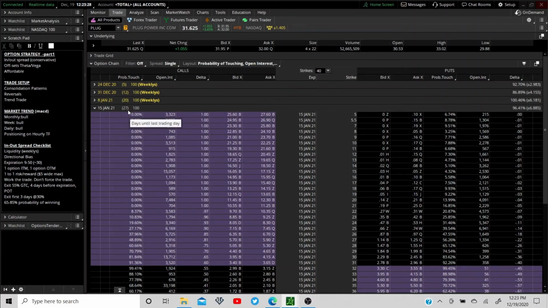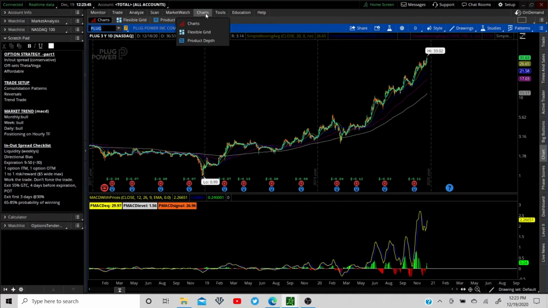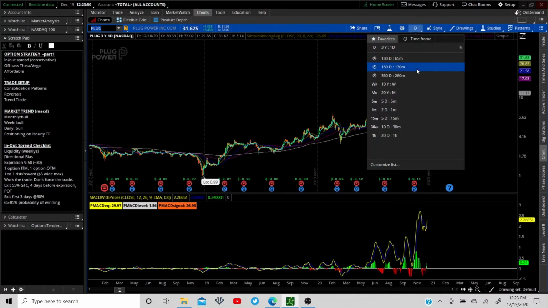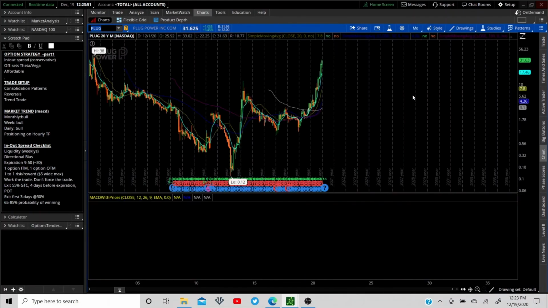Expiration, it's down in the list there. Does this have weeklies? These have weeklies. So there's going to be some liquidity in this play. So check, we have weeklies. Directional bias, that's when we go back to the chart. And we're going to start off with the monthly time frame.